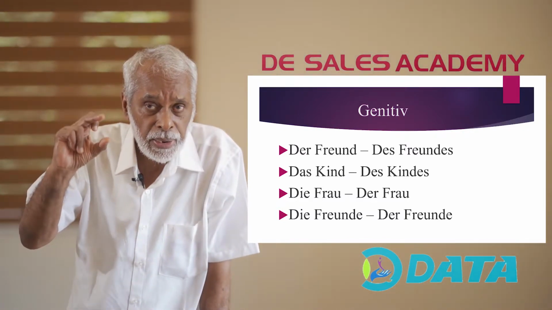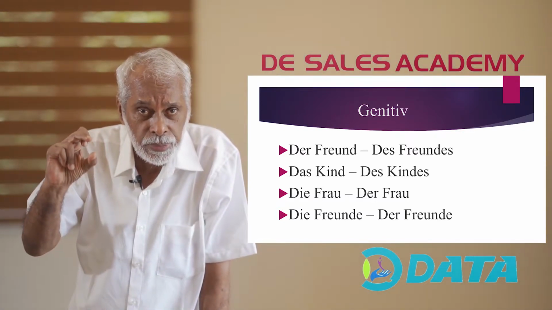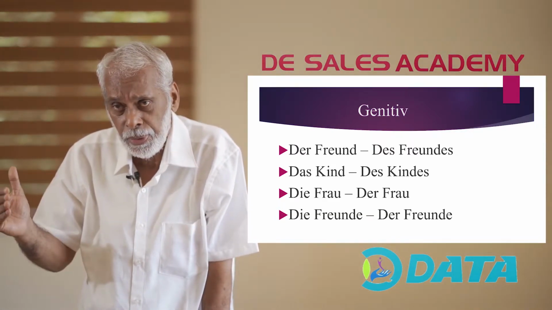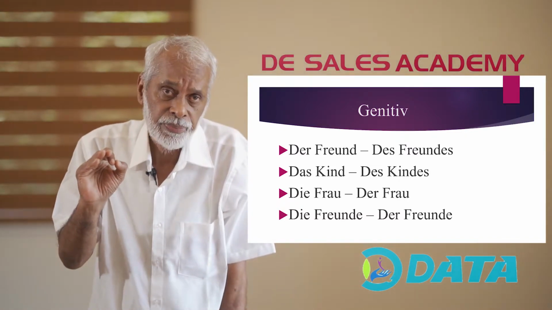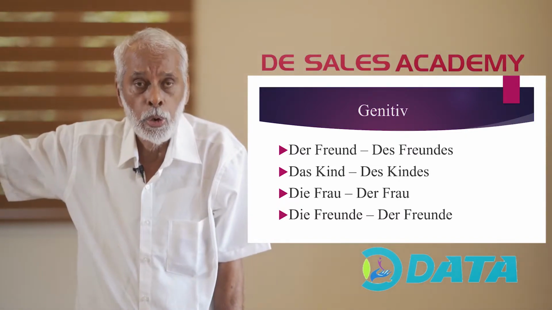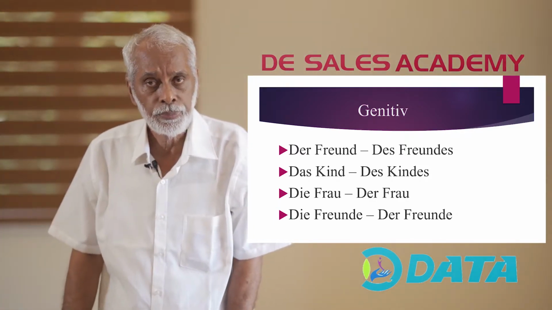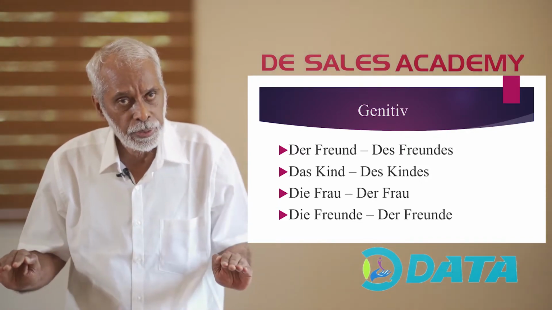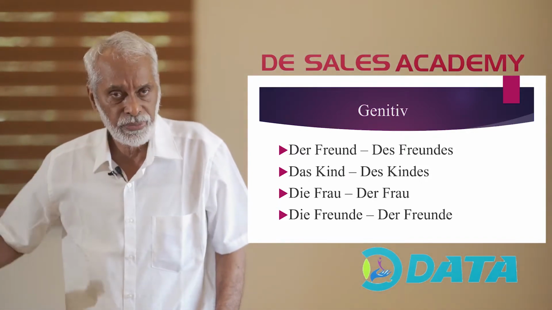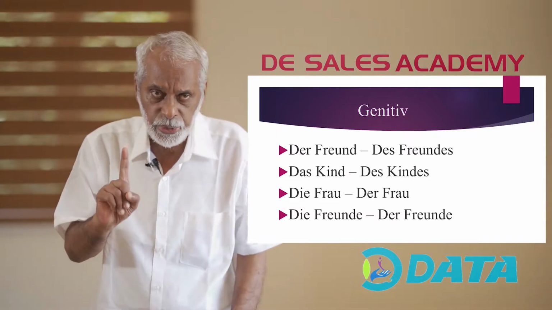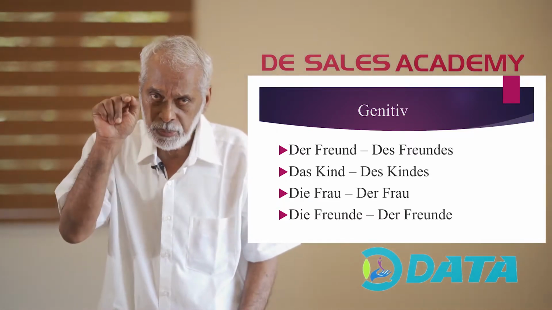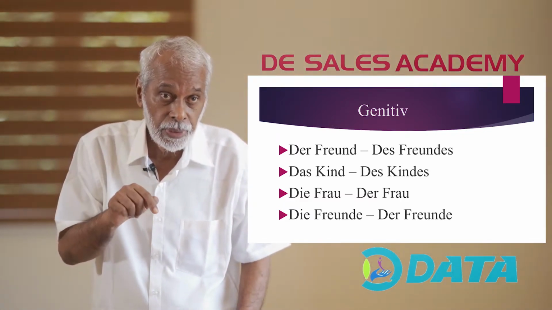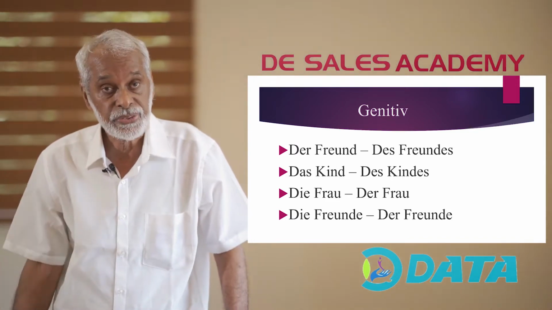So for feminine and plural, whether it be masculine or neuter or feminine, the article changes. There are no endings at the end of the noun. Frau remains Frau. Freund remains Freund. You don't have to add anything after that. But in masculine, der Freund, it becomes des, then one more es. Das Kind becomes des Kindes.